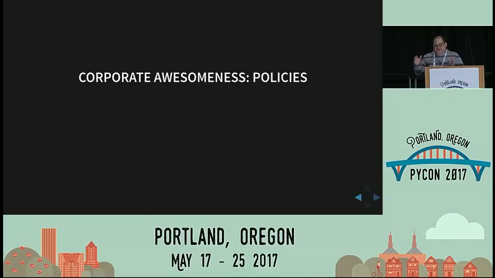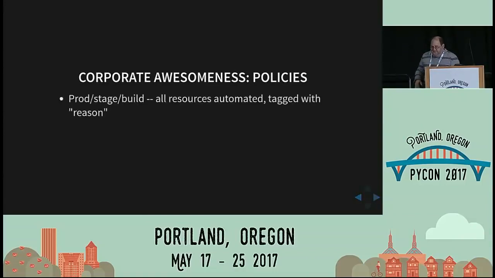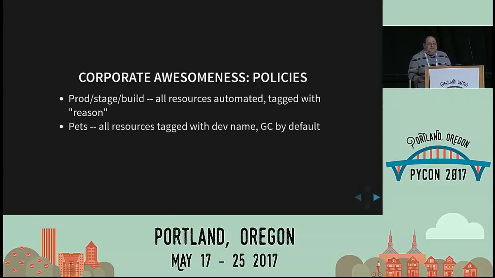So now that you have all these accounts, you want to apply the correct policies. For prod, stage, and build, which is also a sort of prod, you want to make sure that all the resources are automated. They're tagged with a reason which ideally should make sense to a business person. Like, what product is this building for? Is this the app? Is this the partner-facing stuff? What is this doing? Why am I paying for it, basically? The pets should be tagged with a specific dev name. By definition, a pet belongs to a person, right?